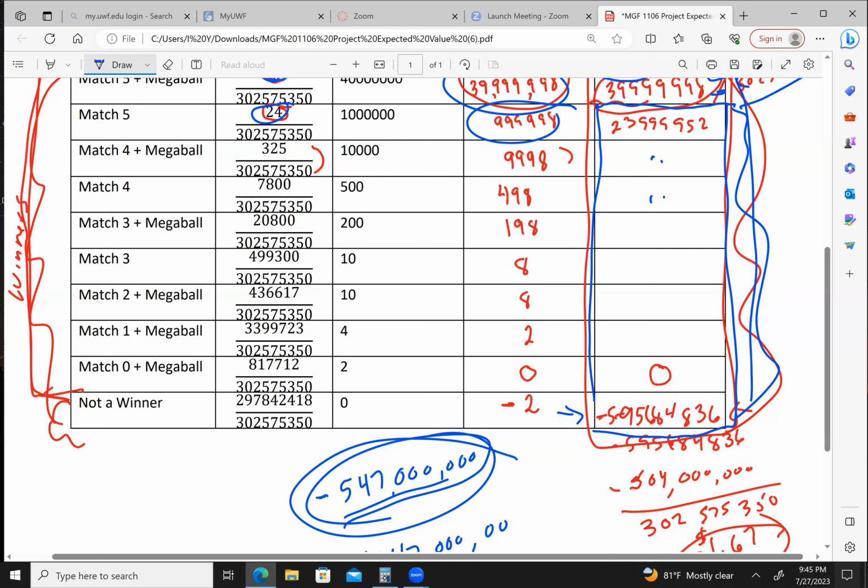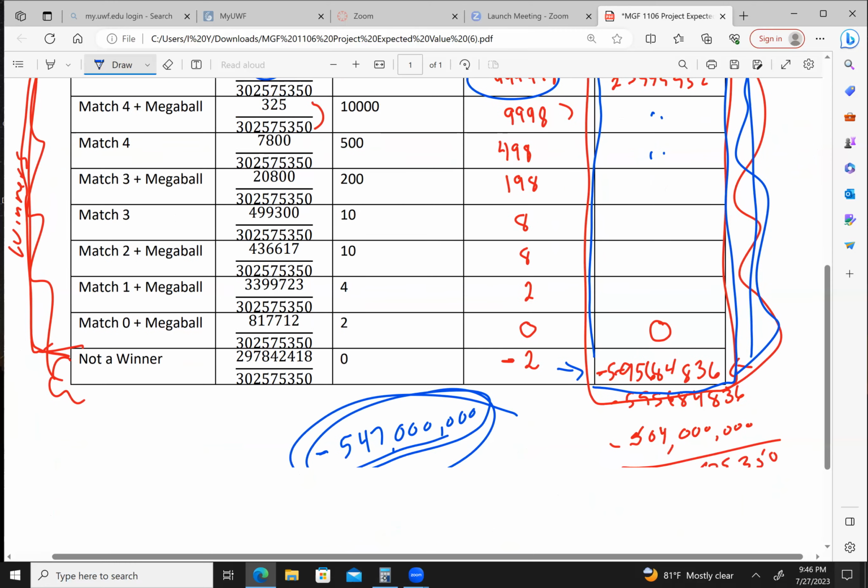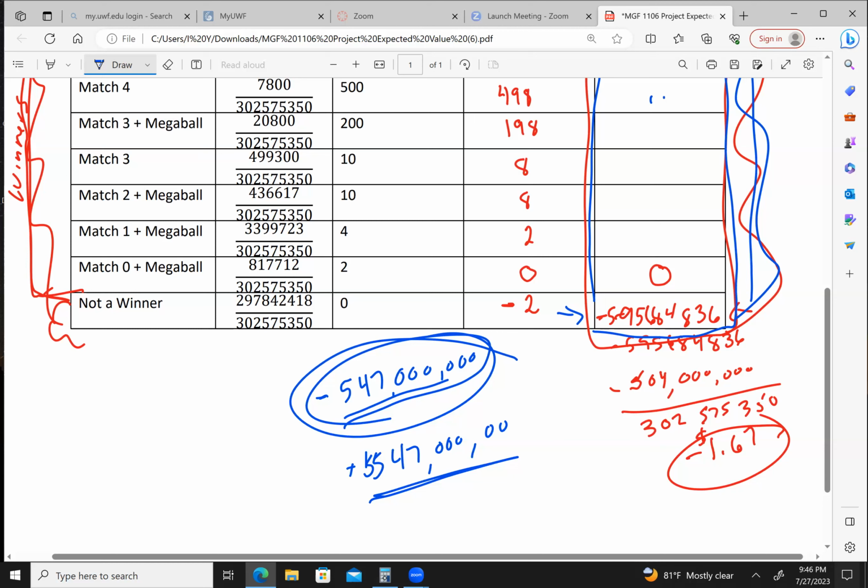Now, the goal is to make it break even, and that's it, just break even. So, since I have negative 547 million, this prize needs to be positive 547 million. And since this times this would need to be that, and since that's 1, it is simply the 547 million. And that's it. What this means is, from a mathematical and a statistical viewpoint, it is not in your best interest to play Mega Millions until the prize amount is over this amount here. So I would just use 550 million as a cutoff.